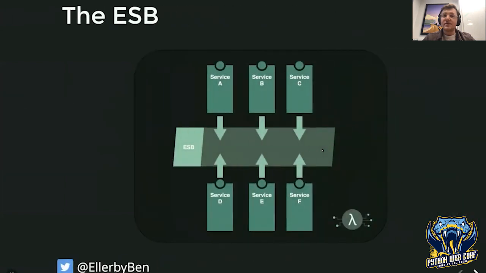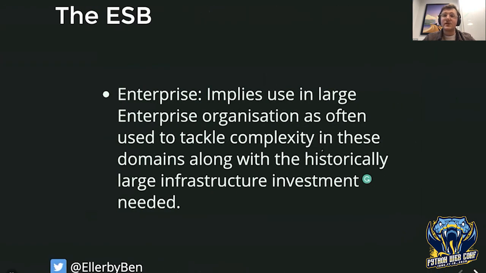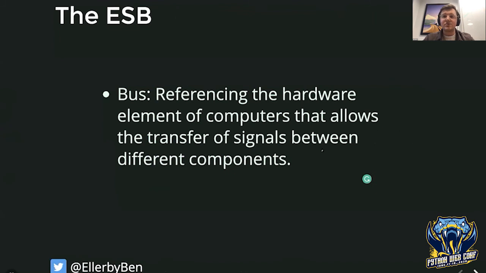And interestingly, service-oriented architectures made extensive use of something called the enterprise service bus. This bus was a communication mechanism for different services to talk to each other. If we break down the term, enterprise implied its use in large enterprise organizations to tackle those complex domains. And historically, there was a lot of infrastructure investment needed to run an enterprise service bus. Service was because it was providing the communication mechanism between a number of different services, those logical, self-contained representations of business process. And finally, bus, as you would imagine, referring to the hardware component of computers that allows signals to go between different components, here the different services.